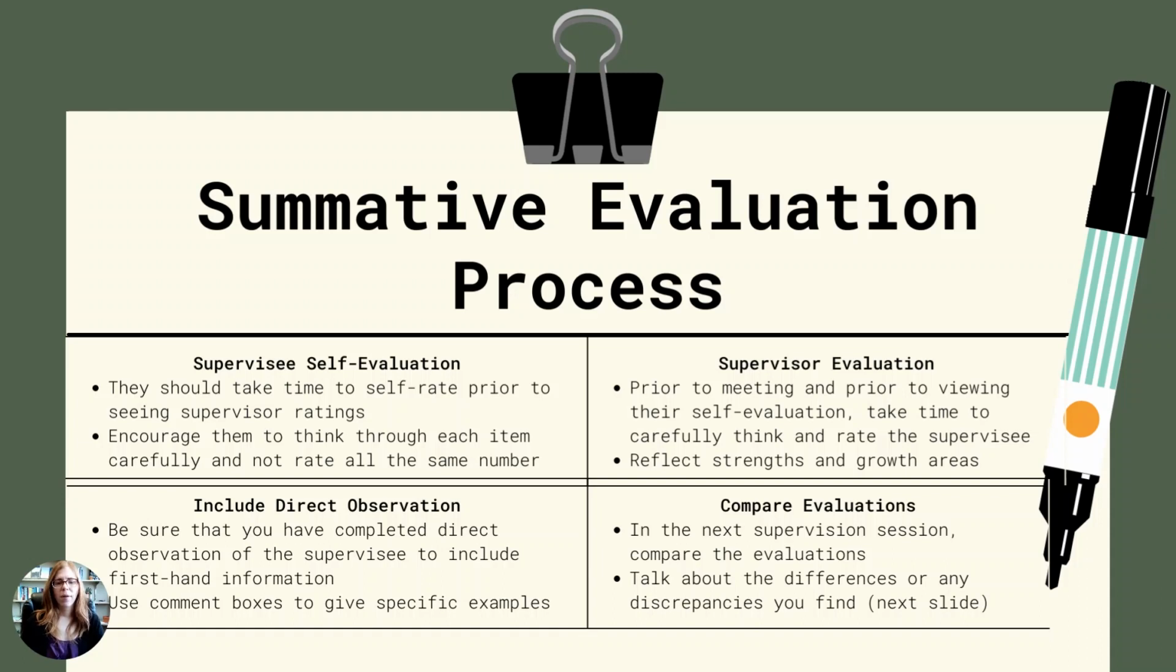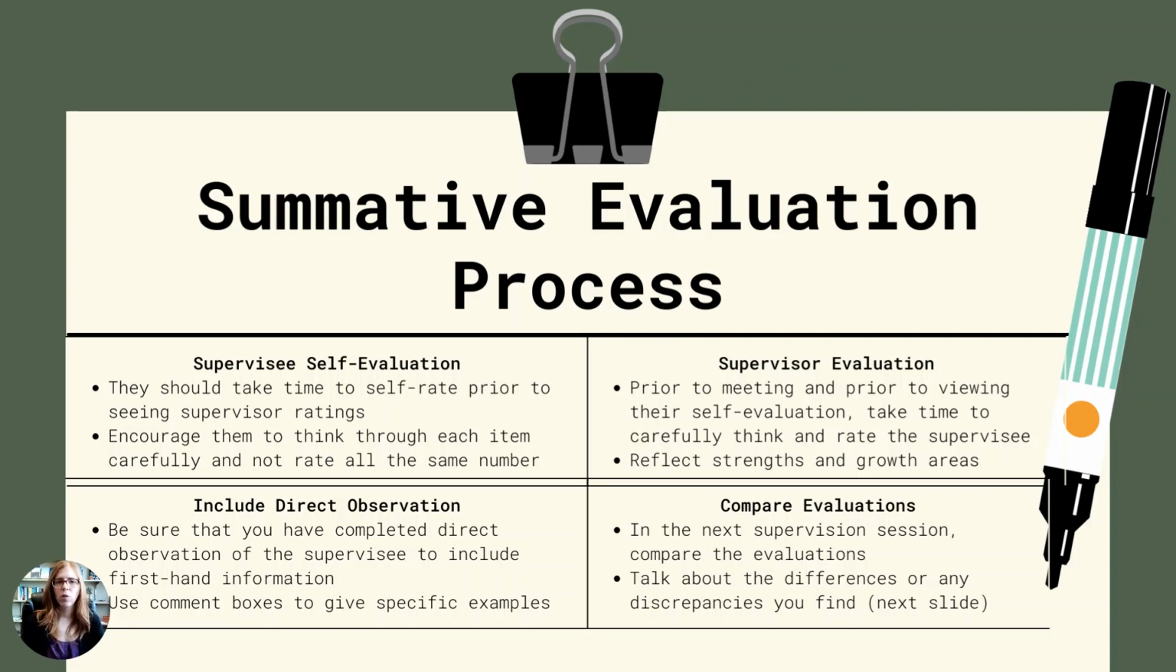So again, let's talk about this process. You're giving the supervisee their self-evaluation, and they should self-rate prior to seeing what you have rated them. So that's done independently on their own. And again, encourage them to think through each item carefully and not just rate all the same number, just like you're going to be doing. And that 4s should be maybe that exemplary spot. 3 indicates they're on the right track. 2 is maybe an area of slight concern, and 1 is maybe an area of significant concern.